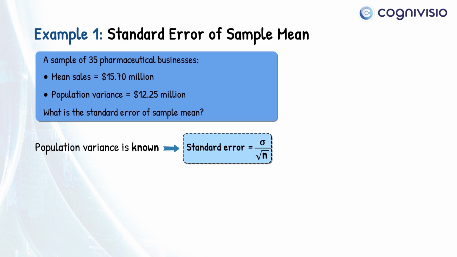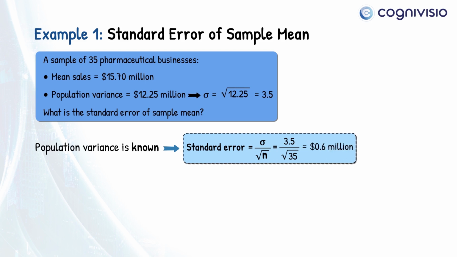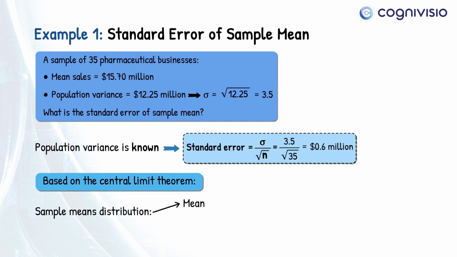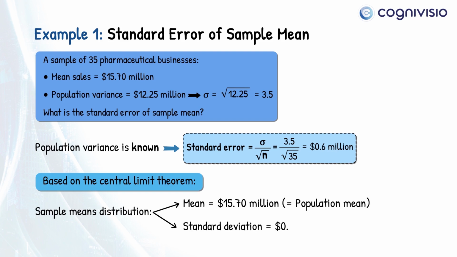Here, carefully note that $12.25 million represents the variance. So, we need to take its positive square root, which is equal to 3.5. Then, we divide 3.5 by the square root of 35. And we get a standard error of $0.6 million. So, what then does this tell us? Based on the central limit theorem, the distribution of sample means would have a mean of $15.70 million, which is equal to the population mean, and a standard deviation of $0.6 million.